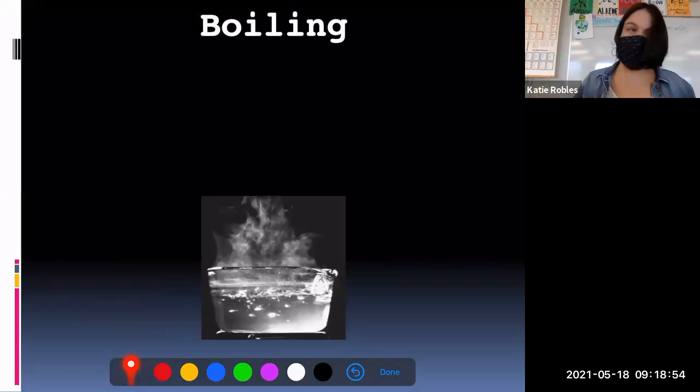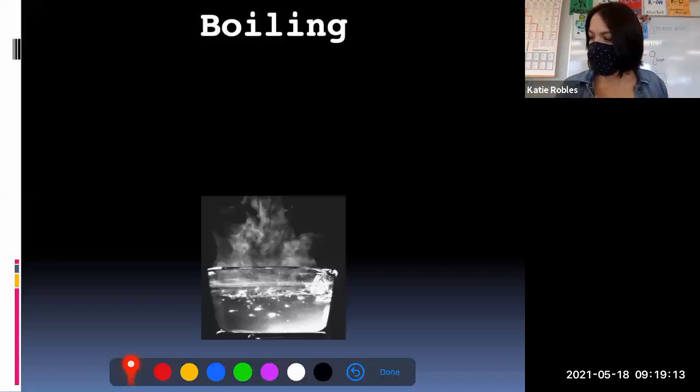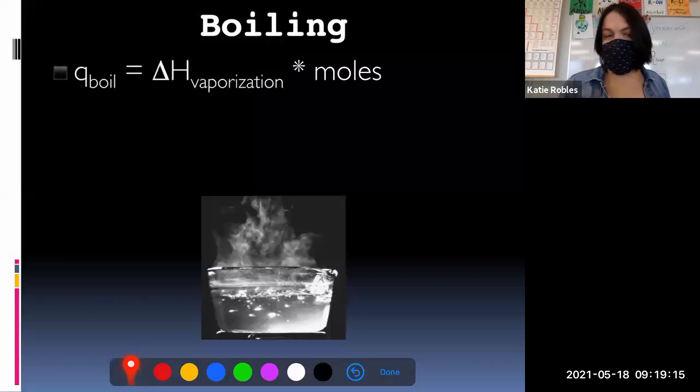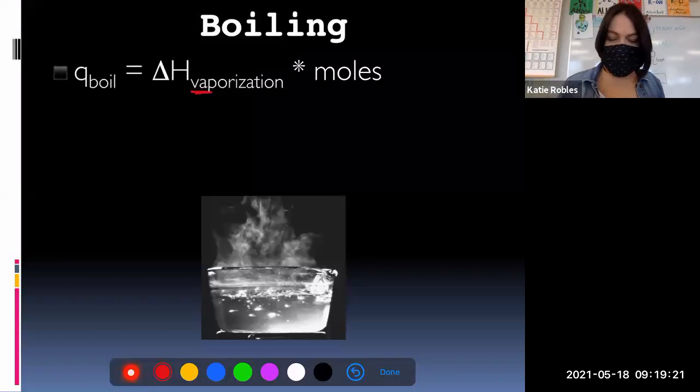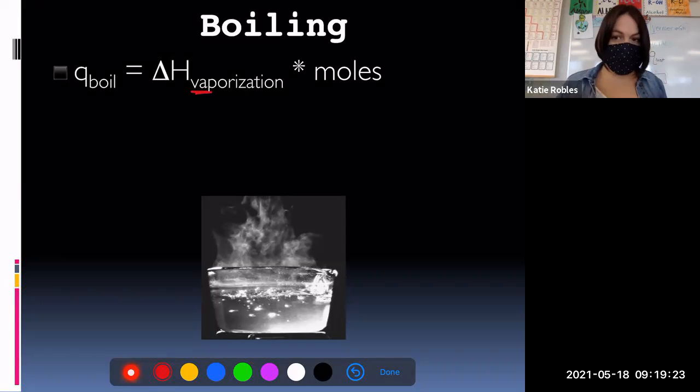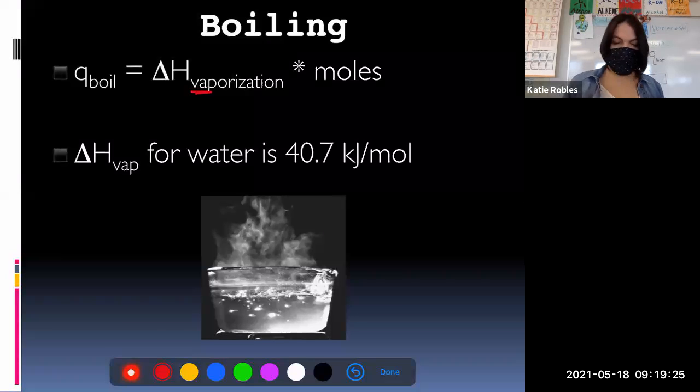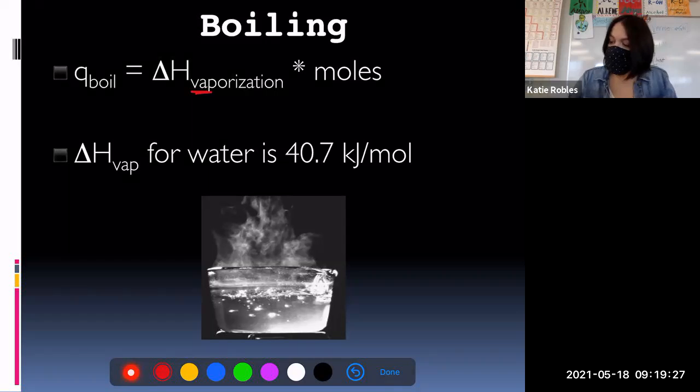All right, the next one is boiling or vaporization. So Q boil equals the heat of vaporization, sometimes just written the heat of vap, times the number of moles. The heat of vaporization for water is 40.7 kilojoules per mole. Now you'll notice right away, the heat of fusion is 6, the heat of vaporization is 40.